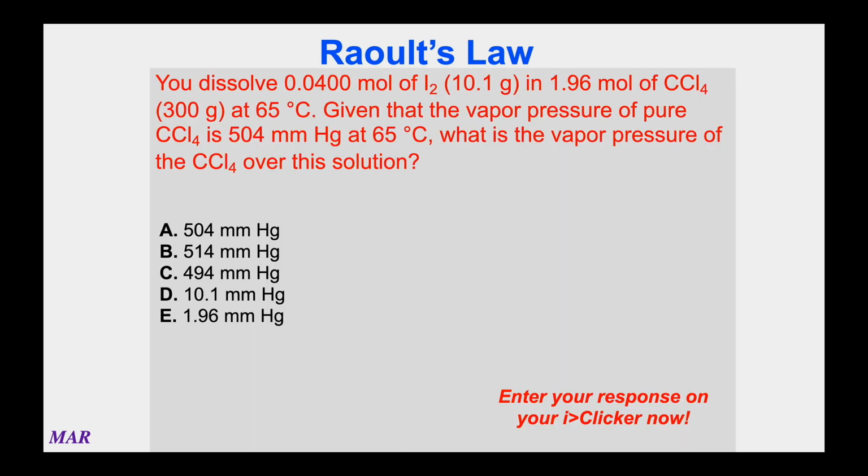So here's a question you might see that's related to Raoult's law. We have 0.0400 moles of iodine, 10.1 grams, in 1.96 moles of carbon tetrachloride, 300 grams. CCl4 is very nonpolar. Iodine is nonpolar, so they make a good solution because their intermolecular forces are close to each other. Given that the vapor pressure of pure CCl4 is 504 millimeters of mercury at this temperature, 65 degrees Celsius, what's the vapor pressure of the CCl4 over this solution?